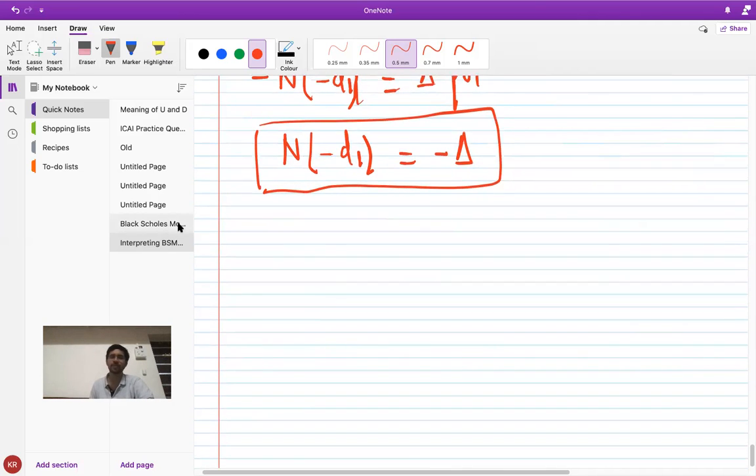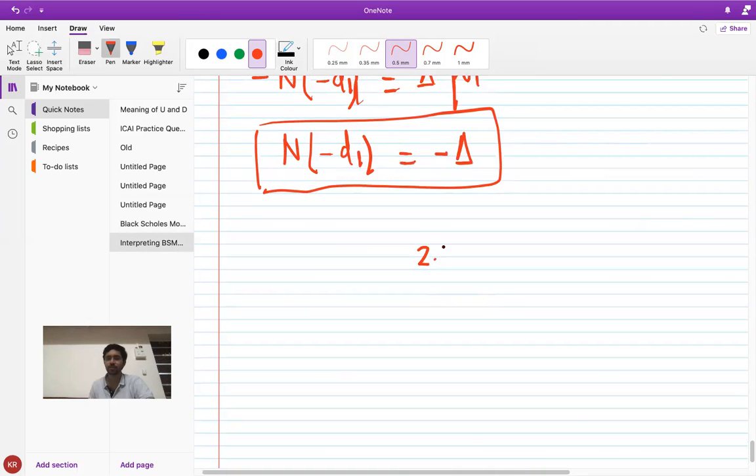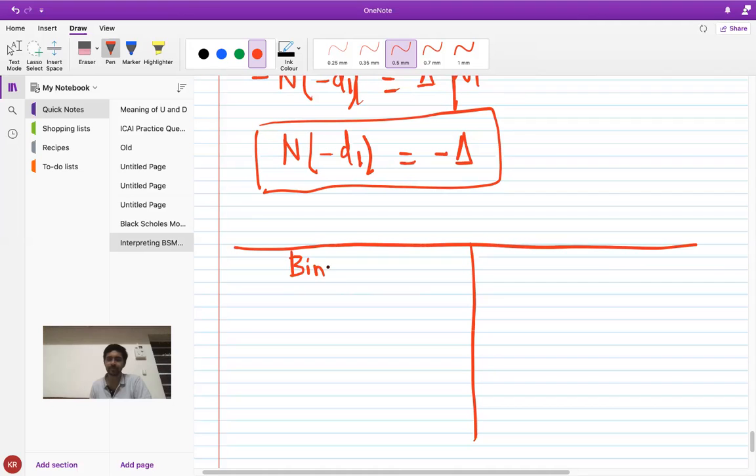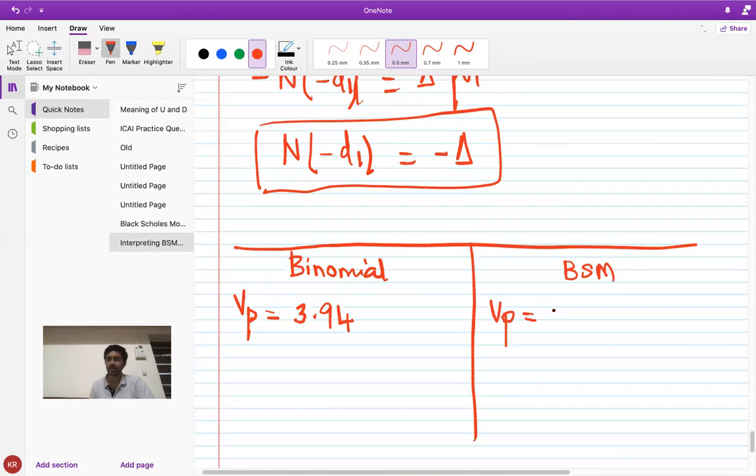Okay, and if you remember, the value of a put option that we got under the Black-Scholes model was 2.7. Otherwise, let me not do this. In the interest of time, I will just straight away do a comparison between binomial and Black-Scholes. This is binomial and this is Black-Scholes. The value of a put option as per binomial was 3.91 or 94, whatever. And the value of the put option under Black-Scholes was 2.7.